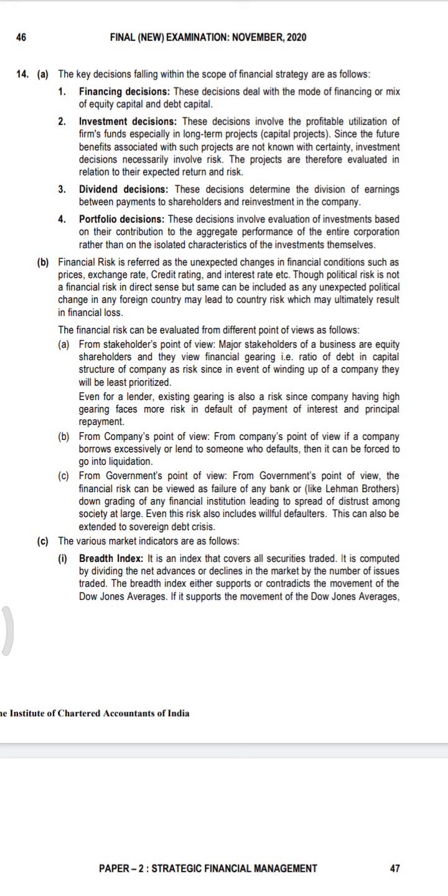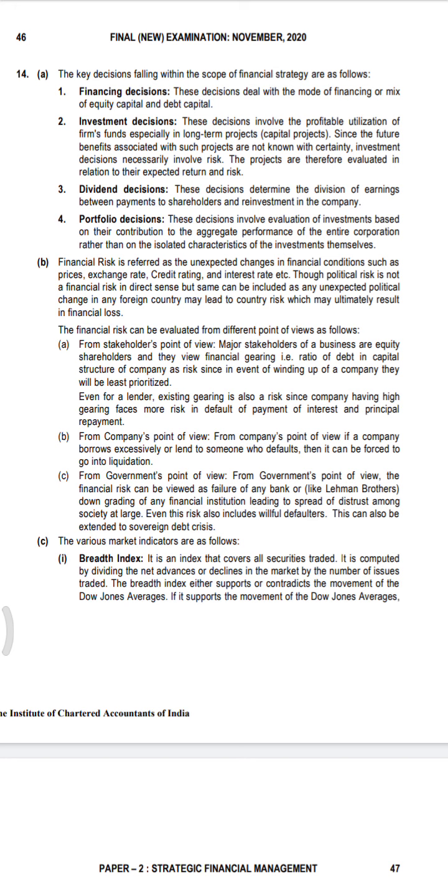From stakeholders' point of view, major stakeholders of a business are equity shareholders, and they view financial gearing, that is the ratio of debt in the capital structure of a company, as risk, since in the event of winding up of a company they will be least prioritized. Even for a lender, existing gearing is also a risk, since a company having high gearing faces more risk in default of payment of interest and principal repayment.